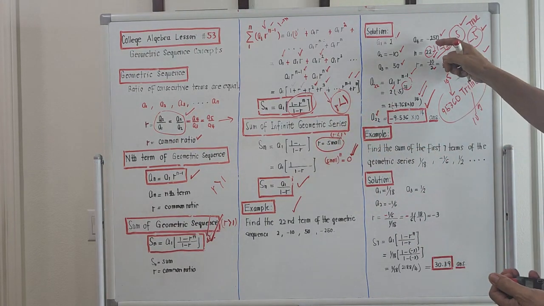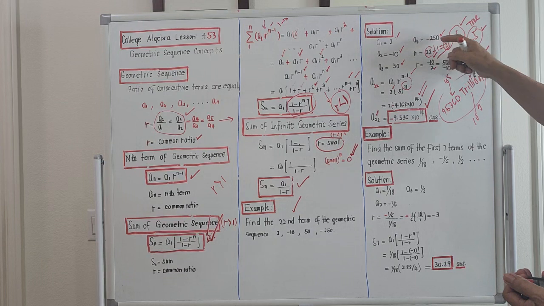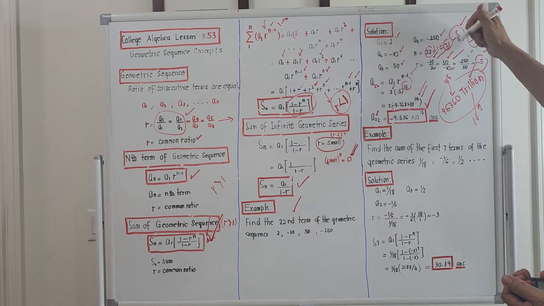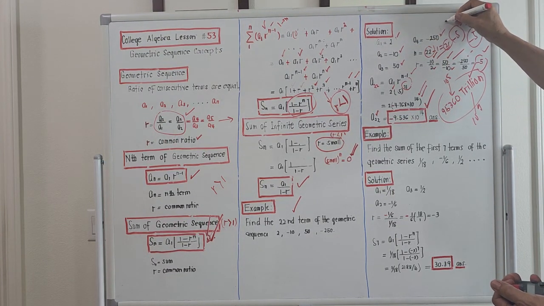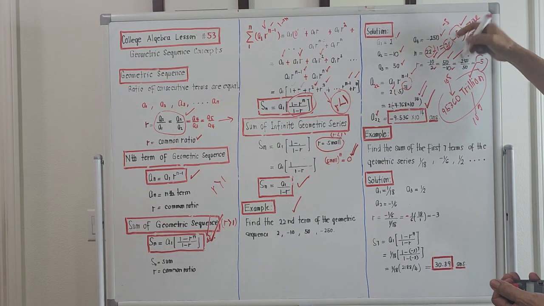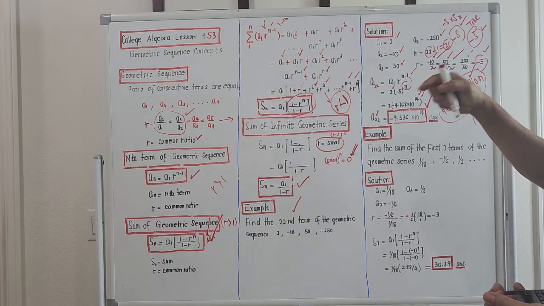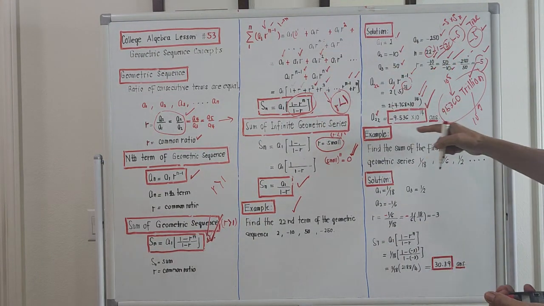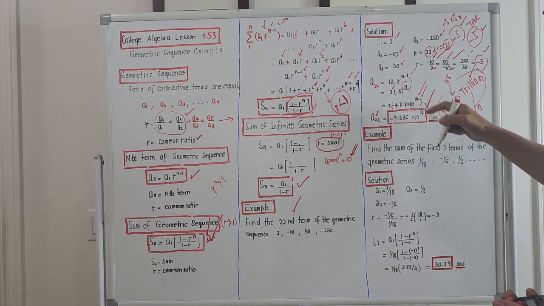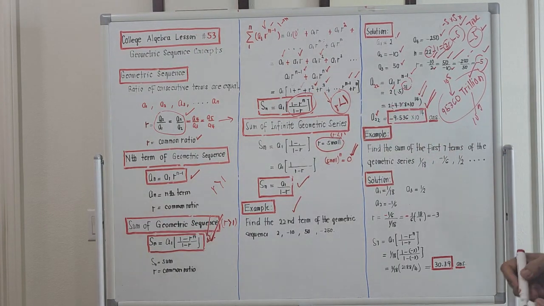I start with negative 250. Negative 250 is actually the fourth term. So if I multiply this by negative 5, that will be the fifth term. Then again multiplied by negative 5, then multiplied by negative 5 up to the 22nd term. What will come out will be negative 9.536 times 10 to the 14. I checked this using the calculator already.